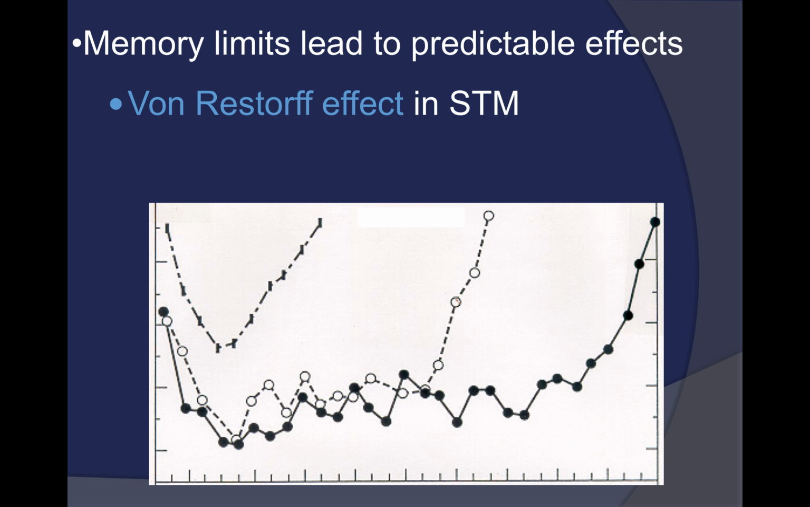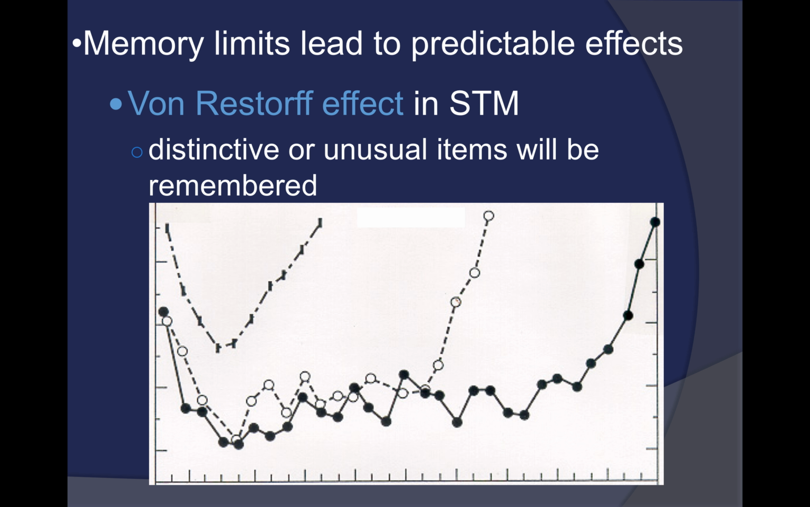The von Restorff effect is different, and that tells you that distinctive or unusual items will be remembered. As an example of that, let's just say that you meet somebody whose name is Cedric in the middle of a party. You're likely to remember their name.